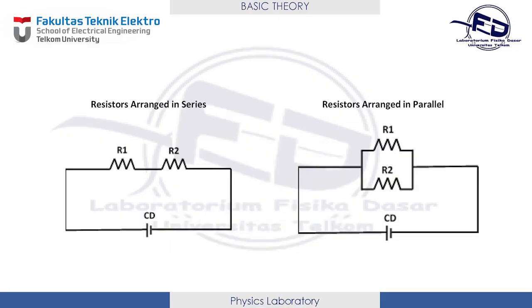Here's the series circuit and parallel circuit. In series circuit, the resistors are arranged in series or in rows so that the current flowing in the two resistors is the same, but the voltage is different for each resistor. In parallel circuit, the resistors branch off from each other. In this circuit, the voltage value on each resistor is the same, but the current value is different.